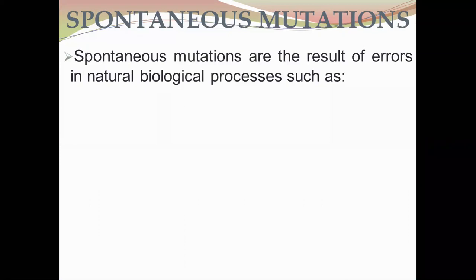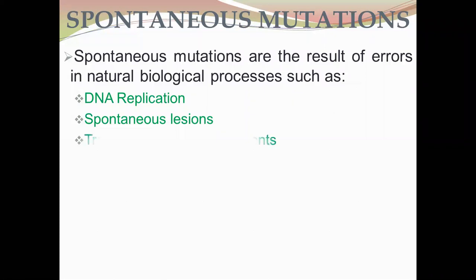The spontaneous mutations are the result of errors in natural biological processes such as DNA replication. The errors in the DNA replication process are the spontaneous lesions. Damage to the DNA molecule also creates spontaneous mutations. Transposable genetic elements are also a cause of the spontaneous mutations.